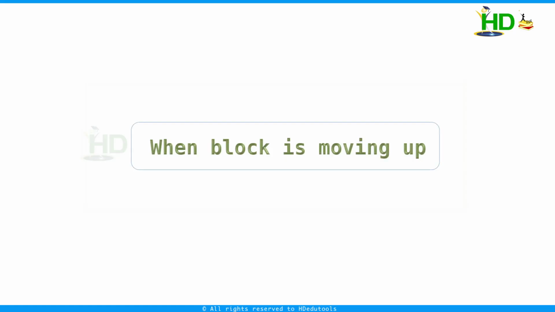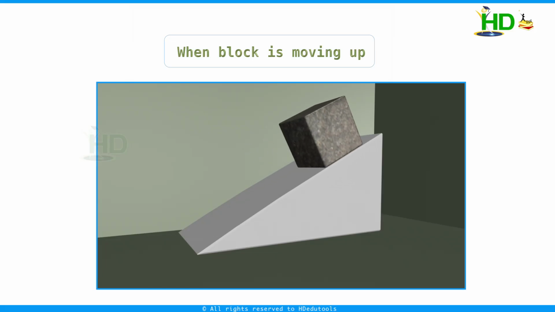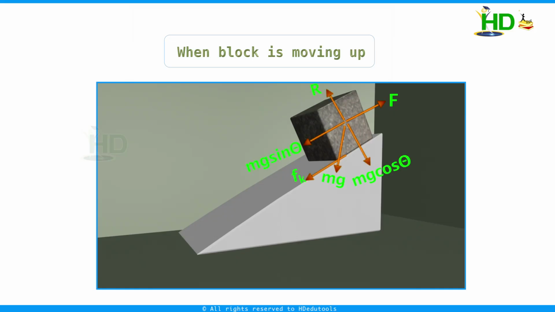Suppose the body is moving up. Now we try to write the equation for acceleration when an object is moving up an inclined plane. In this case, when it is moving up, since the motion is along this direction, that is upwards, the frictional force is acting opposite to this.